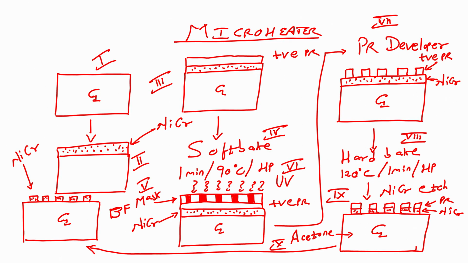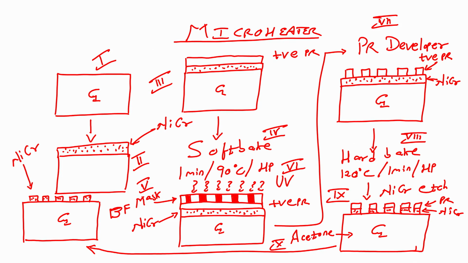So, we will dip this wafer in photoresist developer. Then we have a hard bake. Hard bake is done at 120 degree centigrade for 1 minute on hot plate, followed by a nichrome etchant, because we had to etch the metal where we do not require it, we have to pattern this metal, right, and the metal will get etched where it is not protected by the photoresist.